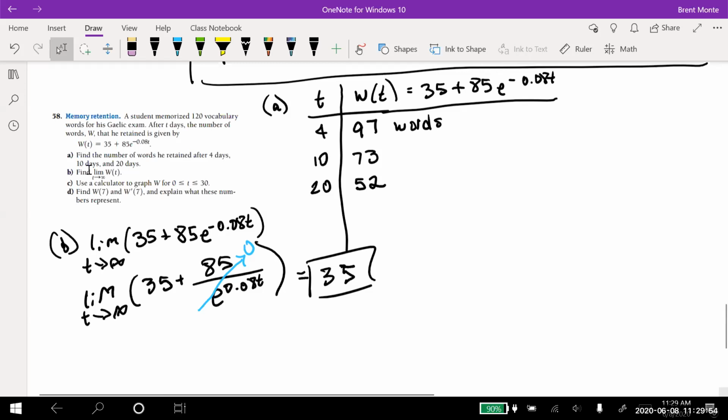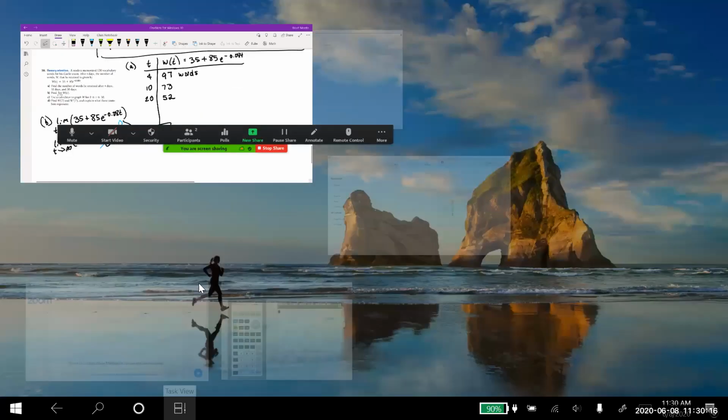All right, so let's take a look. And notice it says use a calculator to graph W from 0 to 30. Remember, we started at 120 words, and then the words are going down. So what I'm going to do is change my window to account for that. So let's see. We'll go up to 125, and we'll do 0 to 30. So let's do this. Here's my calculator.